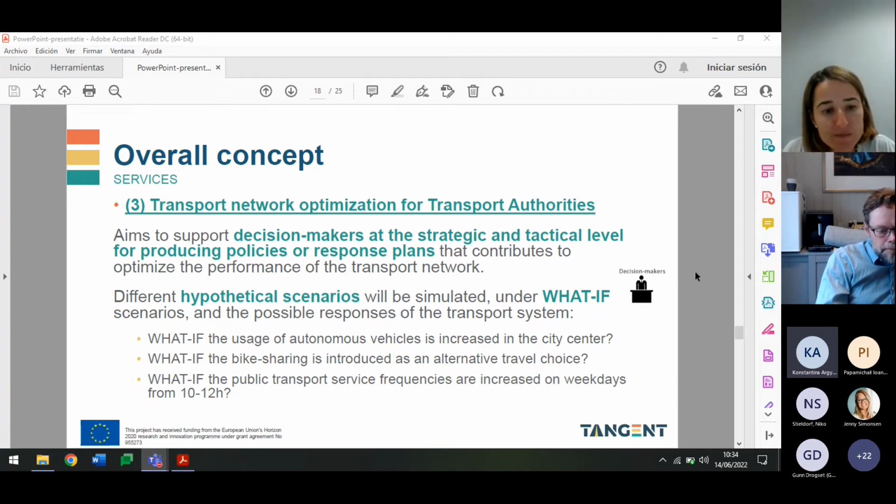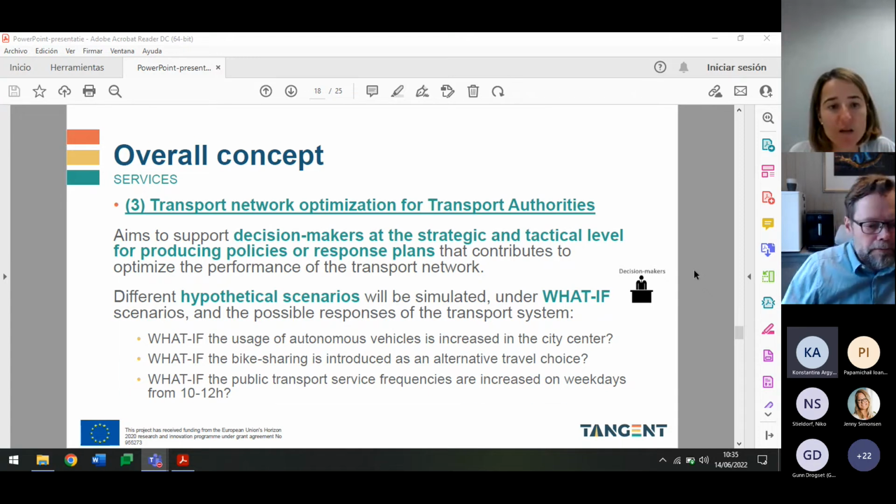For example, what if the usage of autonomous vehicles is increased in the city center? Or, for example, if bike sharing is introduced in the city as an alternative choice. How would all these situations affect the rest of the transport services? This service will be designed in simulated mode under different scenarios.